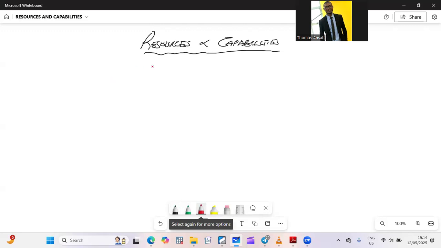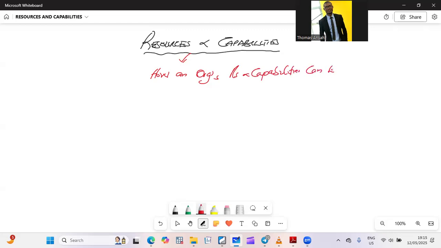So first of all, this resources and capability analysis explains to us how an organization's resources and its capabilities can enable that entity's strategy or constrain that entity's strategy. So that is the question we want to analyze now.